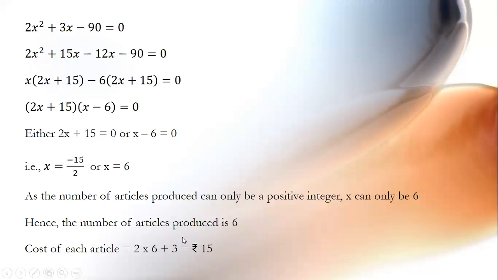Hence the number of articles produced is 6. Now what is the cost of each article? 2x plus 3. So 2 into 6 plus 3, which would be 15 rupees. So we have found the number of articles produced as well as the cost of each article. So totally they are getting 90 rupees as the total production cost.